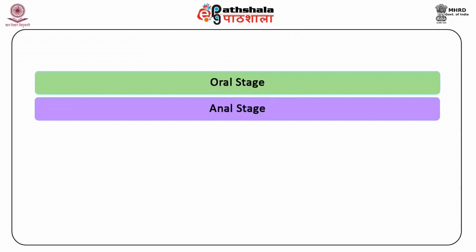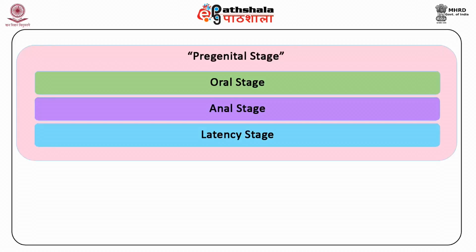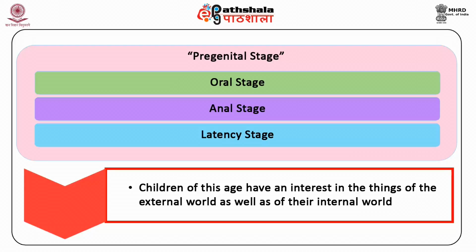The oral, anal, and phallic stages taken together are known as the pregenital period. A major characteristic of this period is a narcissistic orientation, or an inward and self-centered preoccupation. During the middle childhood years, there is a turning outward toward relationships with others. Children of this age have an interest in the things of the external world as well as of their internal world. This period prevails until the onset of puberty.